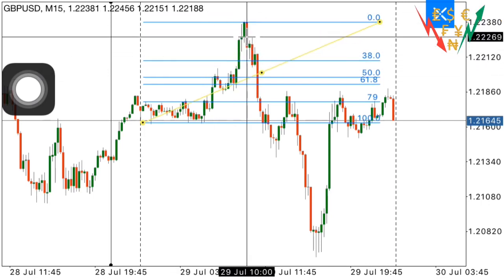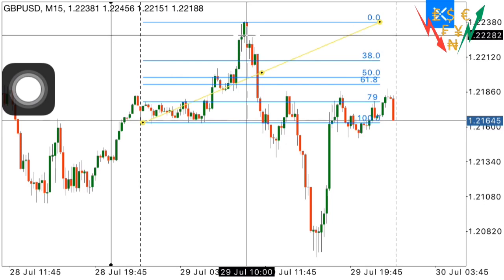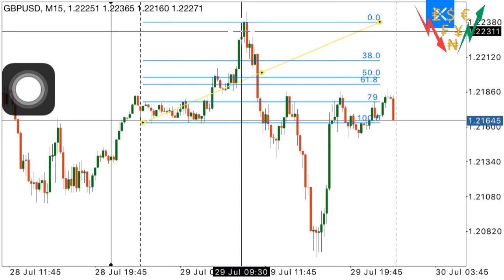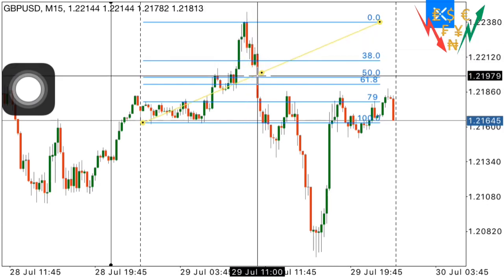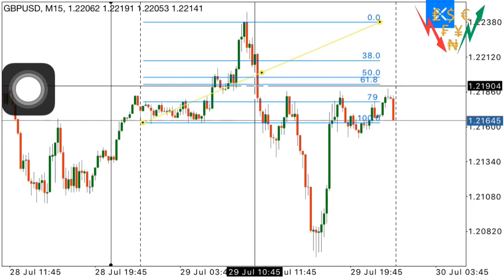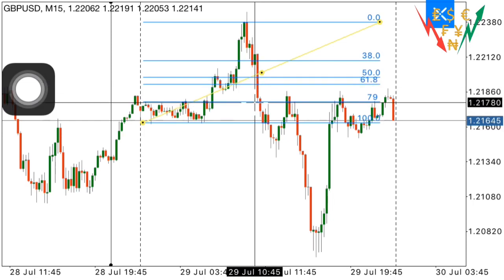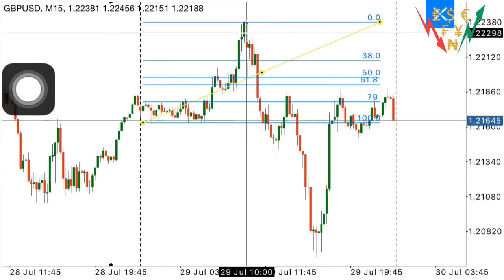And right here at this point, just the beginning of the London session, guys, you can see this movement from here will give us a confirmation that we can take profit somewhere around the 50 level, 61 level, or 79.0 level, fib levels, okay?